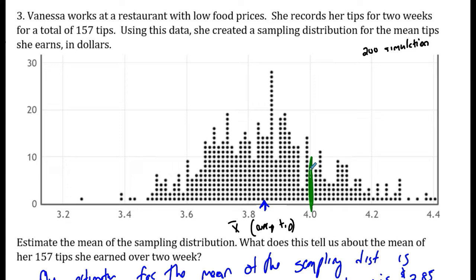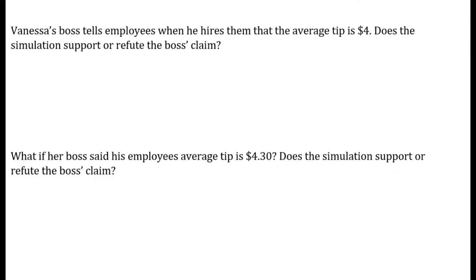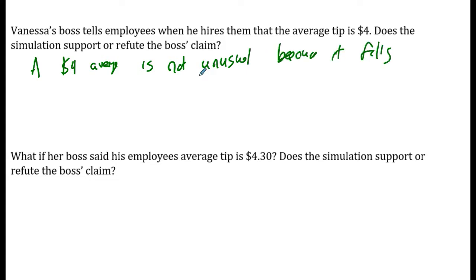No, there's no way that value is unusual because it's pretty close to the mean of the distribution. All of these values here are bigger than $4. The probability of getting that is definitely bigger than 5%. So a $4 average is not unusual because it falls close to the center of our sampling distribution.